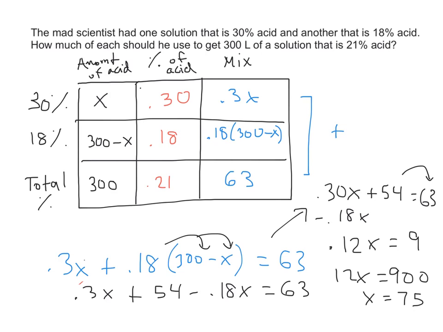So the amount of 30% liquid is 75. So 30% acid would be 75 liters. And let's just plug it in for 18. 300 minus 75 is 225 liters. And if you add them together, we have at the end 300 liters, so it all makes sense. That is the final answer right here.